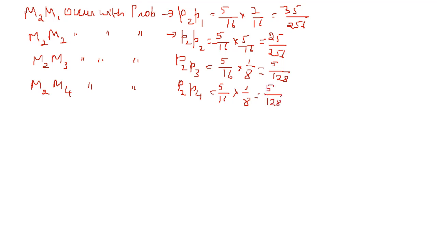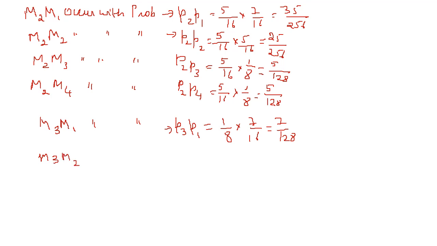Next symbol message is M3 M1, which will occur with probability P3 into P1. P3 is 1/8 and P1 is 7/16, so we get 7/128. Next symbol message is M3 M2, which will occur with probability P3 into P2, where P3 is 1/8 and P2 is 5/16.